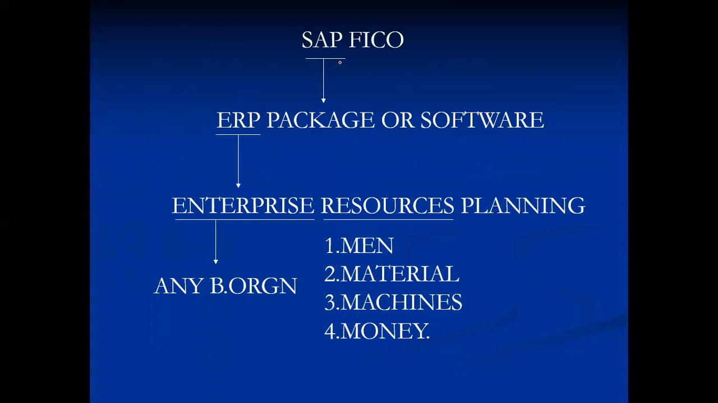Before going to understand what is SAP, first we have to understand the concept of ERP. ERP means Enterprise Resources Planning. This is again the expanded form of ERP. Enterprise means any business organization. Every enterprise, while doing the business, uses some resources like men, materials, machines, and money. These are called 4 M's because every resource name starts with M.